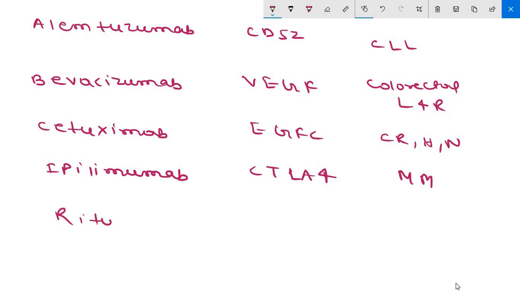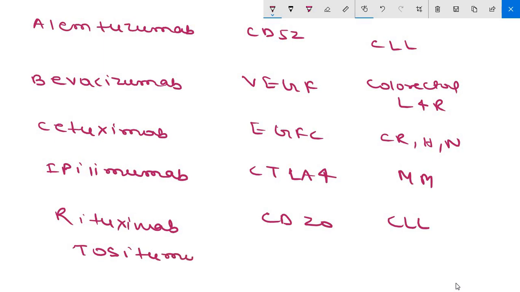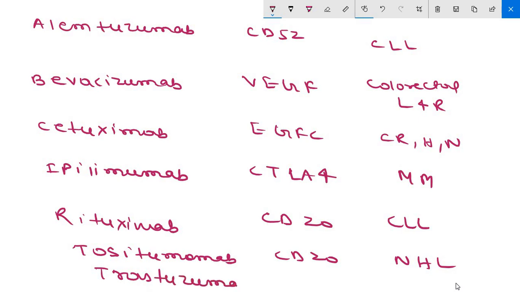The next one is rituximab, which targets CD20 and is used for CLL. The next one is tocilizumab. It is targeting CD20 and is used for non-Hodgkin lymphoma. The next one is trastuzumab. It targets ERB-B2 and is used for breast cancer. So these are the monoclonal antibodies which are approved for the treatment of cancers.